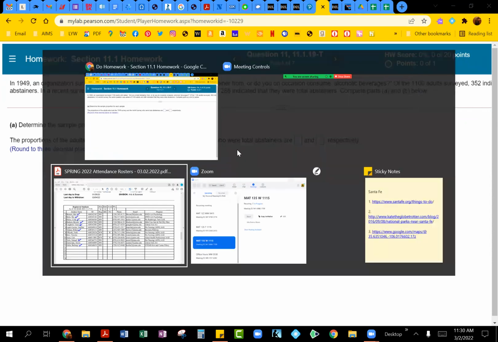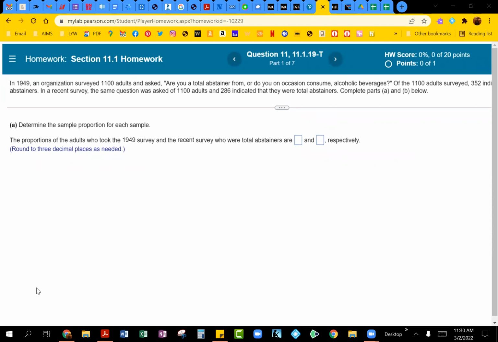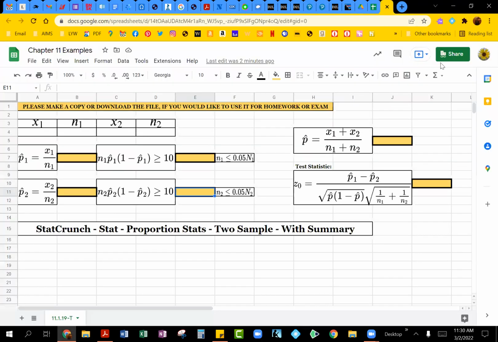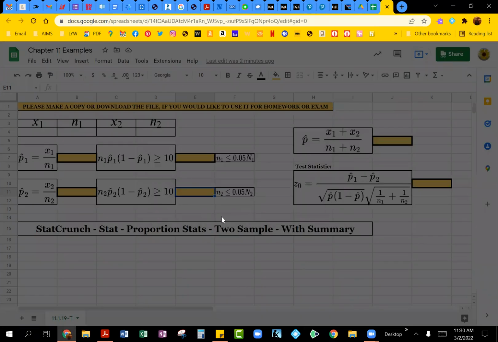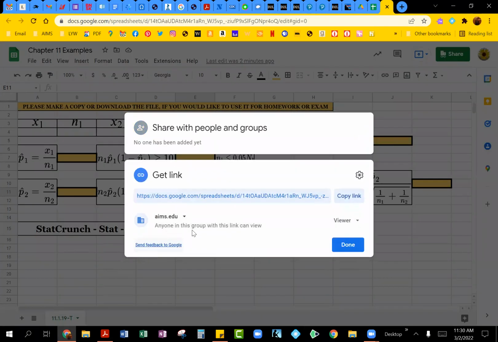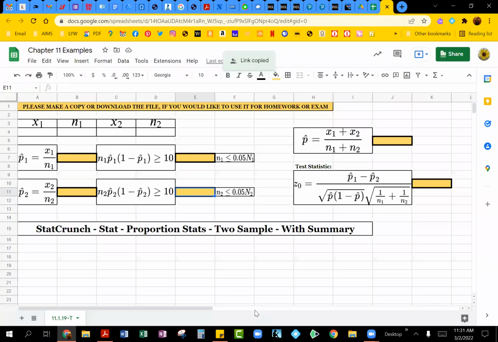So if you look at this, where did that go? Oh, it's right here. Let me go ahead and share this link with you guys again. You will need to make a copy of this because you just have viewing permission. You will not be able to make any changes, but you should be able to go ahead and make a copy of this so you can work along with me if you like.